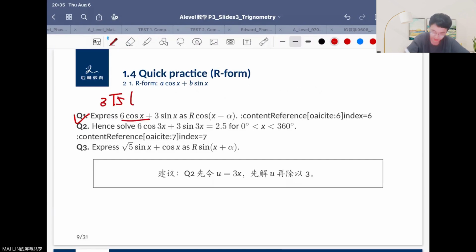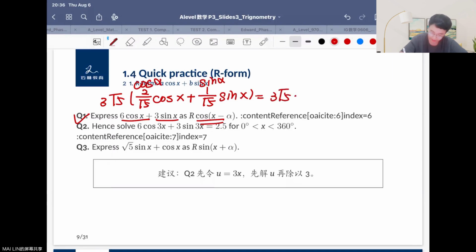First, 6 times cosine x can be considered as 2 over square root 5 cosine x. And second, 3 sine x can be considered as 1 over square root 5 sine x. For this equation, you want to set it as cosine x minus alpha. So we consider here cosine alpha and here sine alpha. Using this, we can set that equal to 3 times square root 5 times cosine alpha cosine x plus sine alpha sine x.